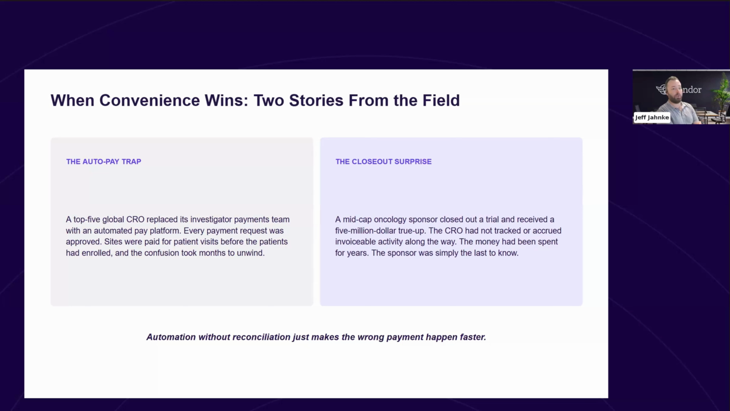The money had been spent for years and was just not being reported anywhere, and the sponsor was the last to know. And think about it, $5 million is a lot of money, and that's money that was likely already forecasted to be invested in a subsequent trial or a new program or G&A even, and that had to be reallocated towards a liability that they were completely unaware that they had. What I would say is that automation without reconciliation just makes the wrong payment happen faster.